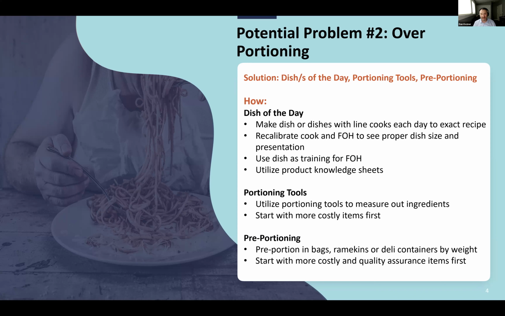But this is also an opportunity to make sure with our quality assurance items. So let's say we're having a hard time cooking our pasta properly, or it's taking too much time to cook our pastas. A great way to handle that is to pre-cook your pastas, put them in bags, and then just reheat them.